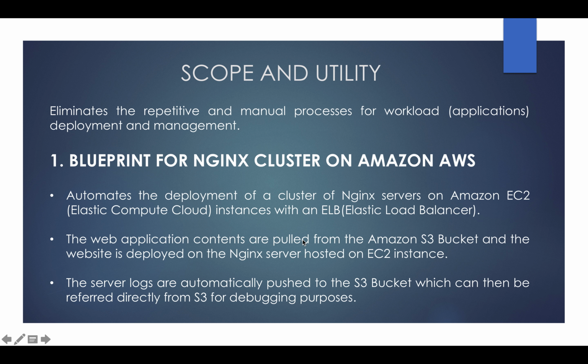So the developer can dump all of his web app contents into the S3 bucket, and this blueprint pulls all of the contents from the S3 bucket, and the website is deployed on the Nginx server hosted on EC2 instance. Log rotate service has also been set up, and the server logs are automatically pushed into the S3 bucket, which can then be referred directly from the S3 bucket for debugging purposes.